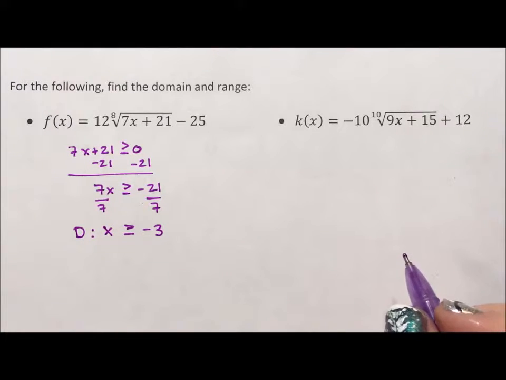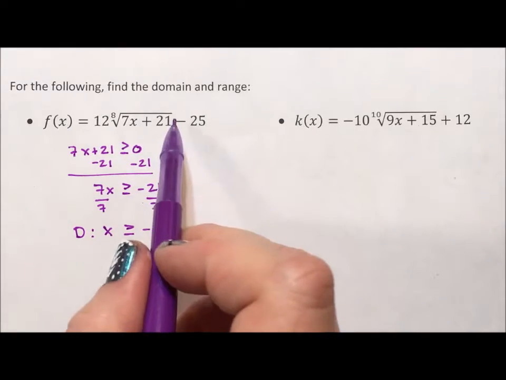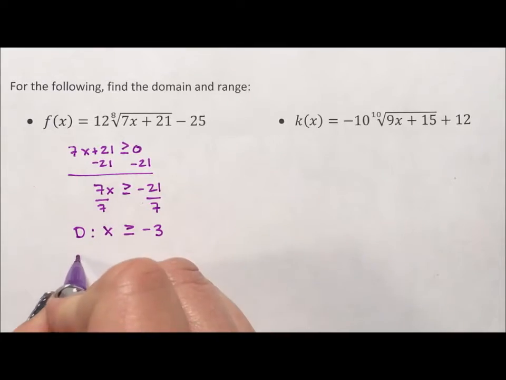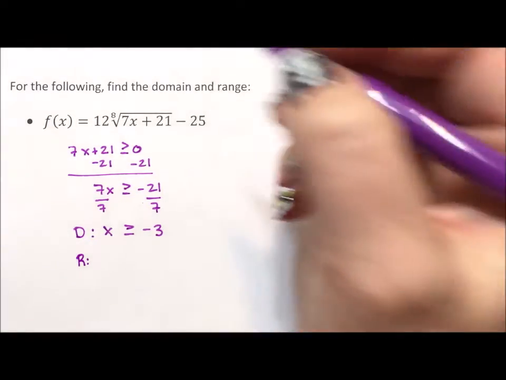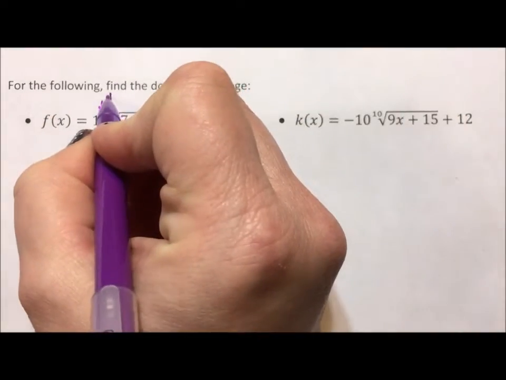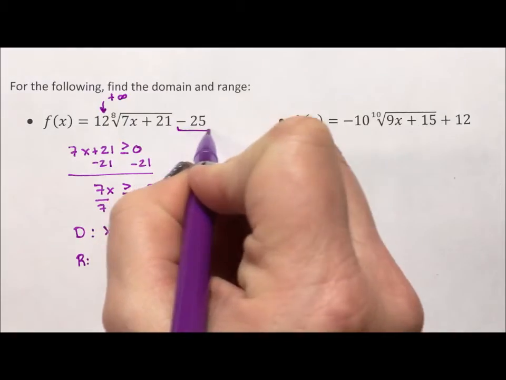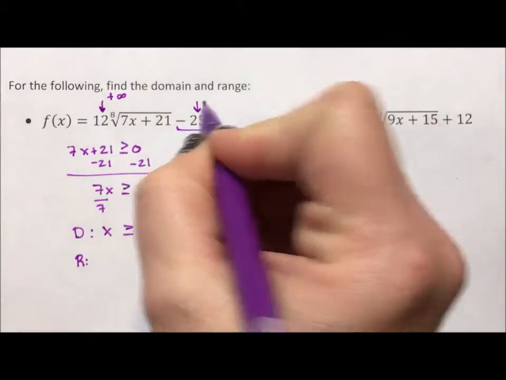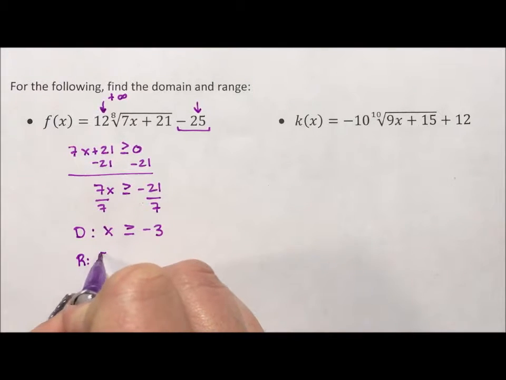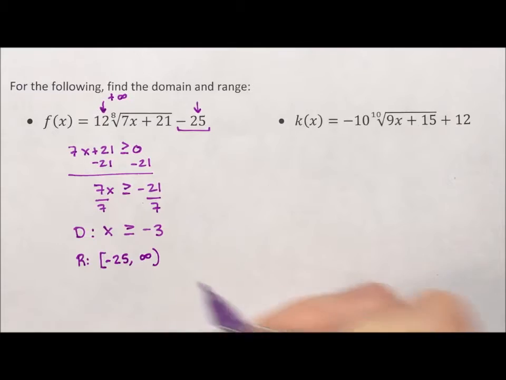Our domain is that x is greater than or equal to negative 3. As long as it's greater than or equal to negative 3, we'll get a positive under the radical and everything will be okay. For the range, we look at the bookends of the radical. This 12 is positive. That tells me that the range goes to positive infinity. This negative 25 is the other endpoint of the range. So our range goes from negative 25 to positive infinity.